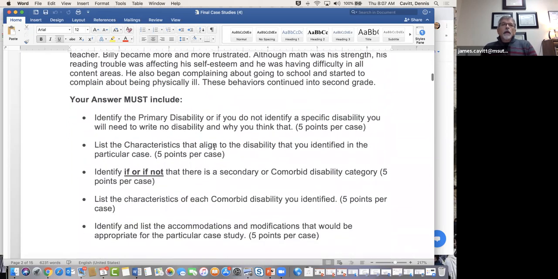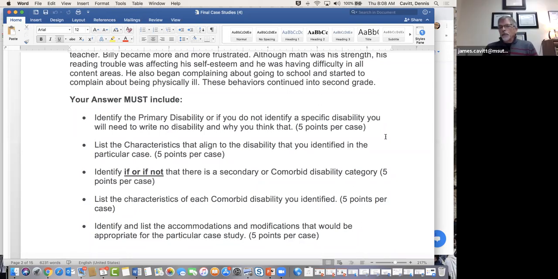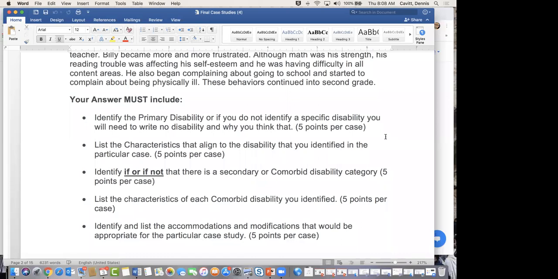Okay, with that case study, what do you think his primary disability was? Okay, I need somebody to speak up. This is interactive, guys. So somebody, what do you think? Would it be other health impairment? Why would you think other health impairment? And what characteristics tell you that?